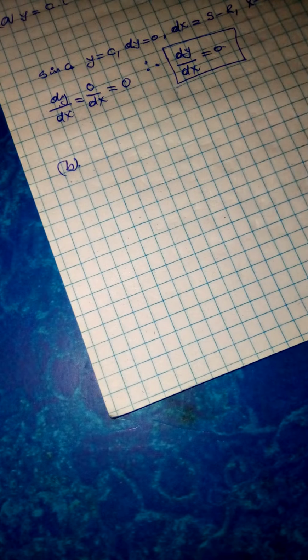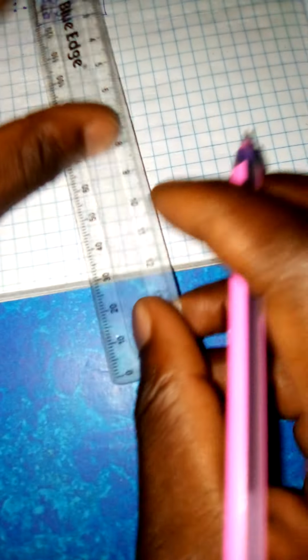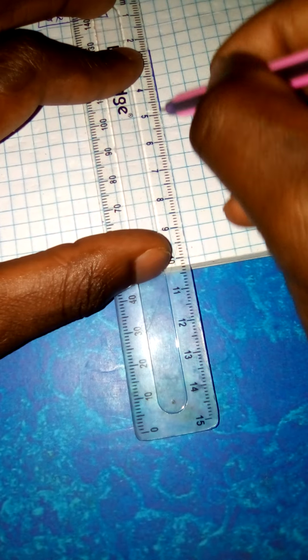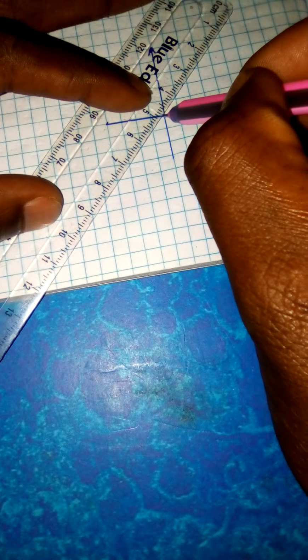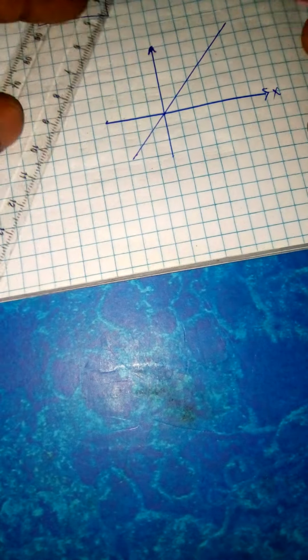Okay, let's take another example, B. We are given y equals ax. Let's draw this graph here, another graph for this one. Here we have y and here we have x. Approximately, the line will pass through the origin, so y equals ax.